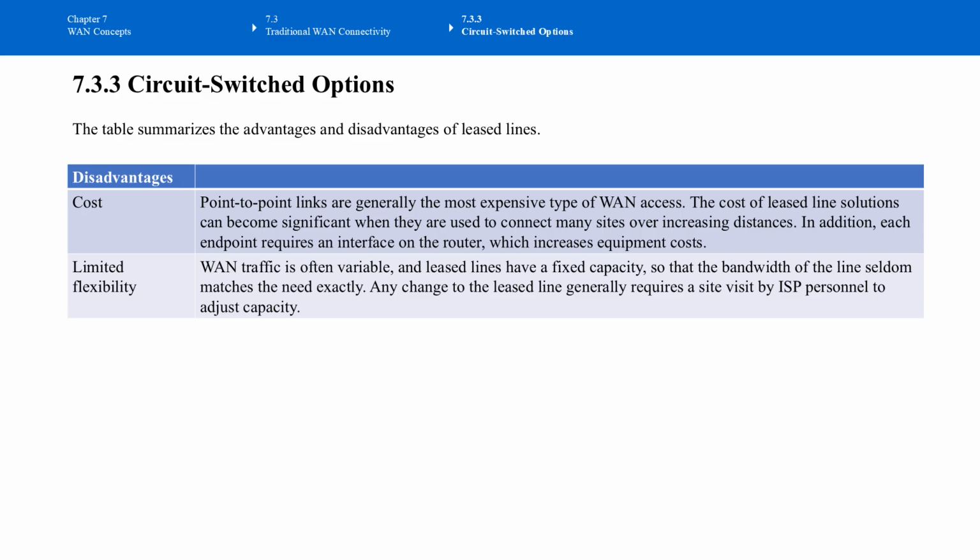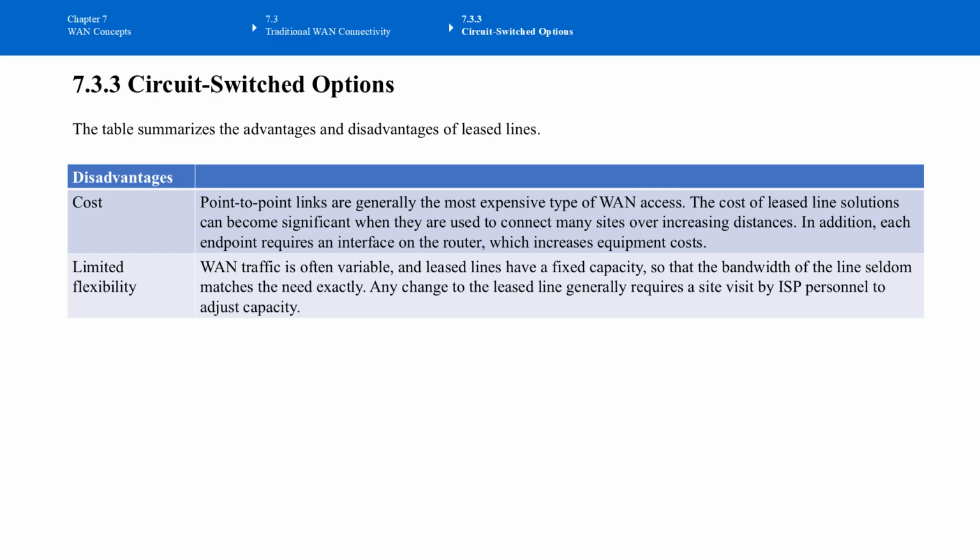The disadvantages of leased lines are also pretty obvious. They are the cost and limited flexibility. The point-to-point links are generally the most expensive type of WAN access. The cost of a leased line solution can become significant when they are used to connect many sites over increasing distance. In addition, each endpoint requires an interface on the router, which increases equipment costs.